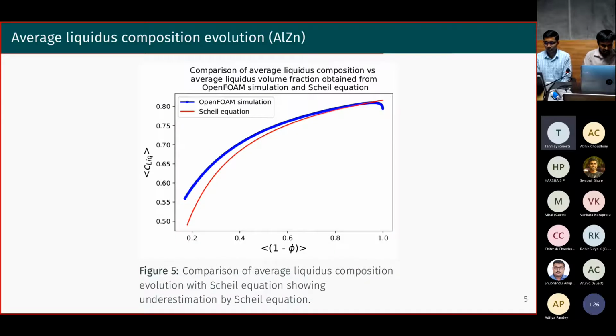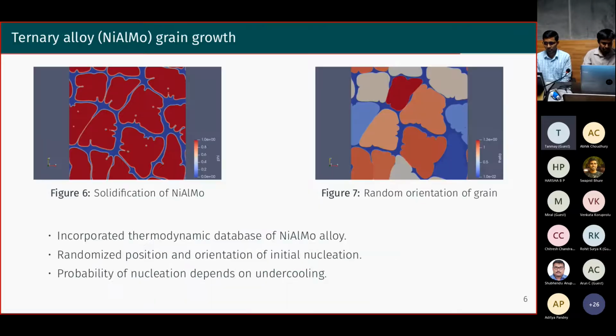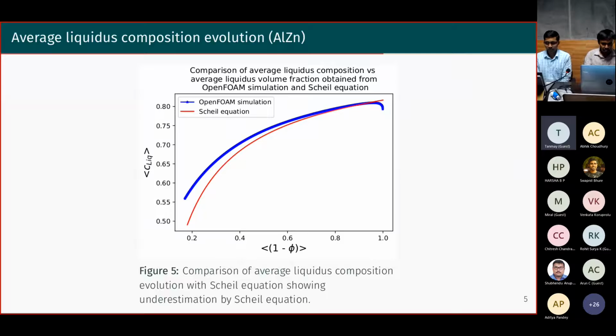And yeah, this is a similar curve which Professor Ravi showed. So here we have compared the aluminium zinc simulation obtained from OpenFOAM with just shell calculation. Here you can see that the shell calculation underestimates the result obtained from the simulation. And now let us look at some of the cases.